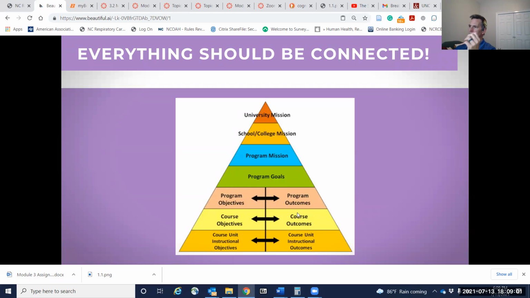All right, so right now we have unit or instructional outcomes. That's within the course itself. So we have the course outcomes. Those course outcomes feed into the program outcomes, which are connected to the objectives of the program or the course objectives, et cetera. The program goals, the program mission, the school mission, and the university mission.